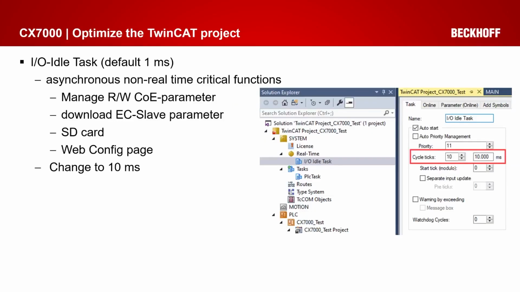The second method is to increase the cycle time of the I/O idle task to 10 milliseconds. The I/O idle task is necessary for the background processing. It handles the SD access, the USB interface, the Ethernet interface, and the communication to the operating system. Here, 10 milliseconds is sufficient for the CX7000 since the CPU load is unnecessarily high with 1 millisecond.